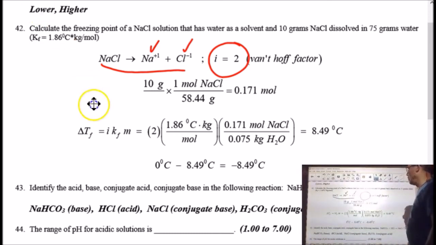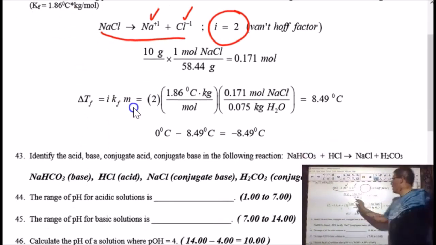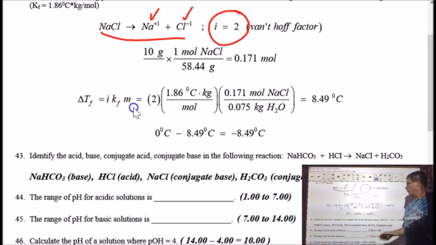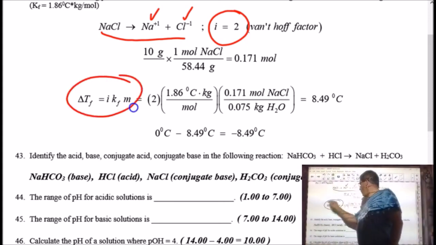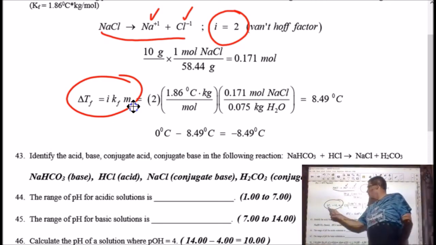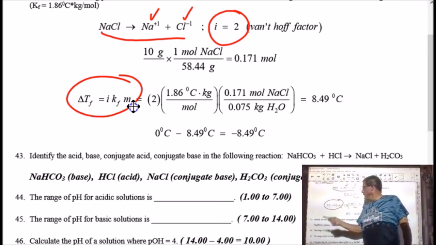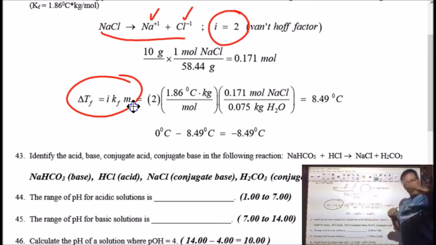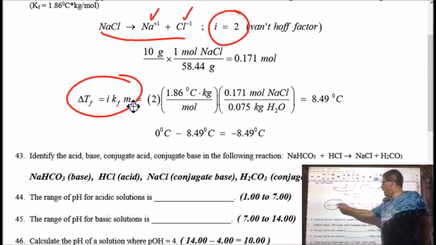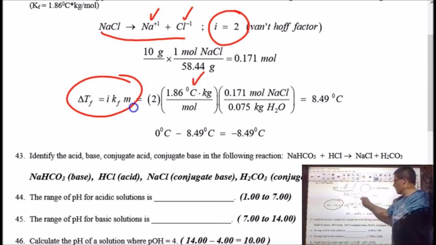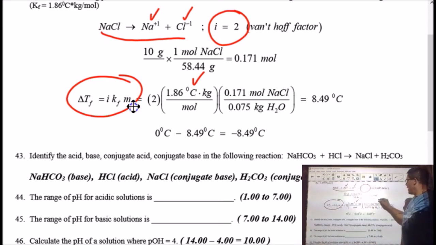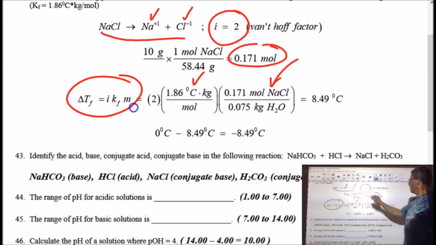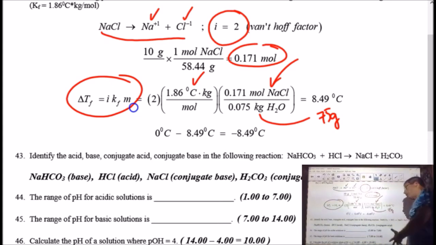And then what I'm going to do is I need to change my grams of sodium chloride into moles, because again I need to plug it into the equation that is provided for you on the back of your periodic table, where the delta T is the change in the temperature at which it freezes. So we're going to lower the temperature at which it freezes. Again, the i is the Van't Hoff factor, the K sub F is your constant. This would be given to you as well on the back of the periodic table. And then we just found our number of moles here. This is actually equal to 75 grams. So you have to convert the grams of water into kilograms of water.